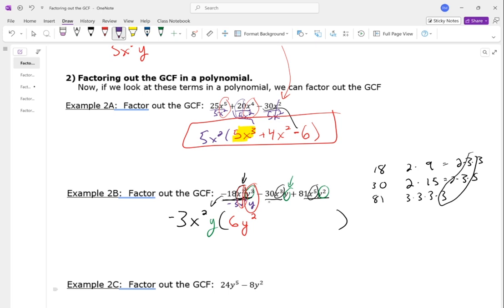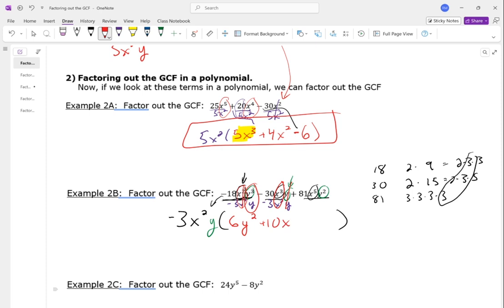Same thing here. If I divide by negative 3x squared y, a negative 30 divided by a negative 3 is going to be a positive 10. The y's are going to cancel. And in this case, I have 3 x's on top, 2 x's on bottom, so I'll just be left with an x.